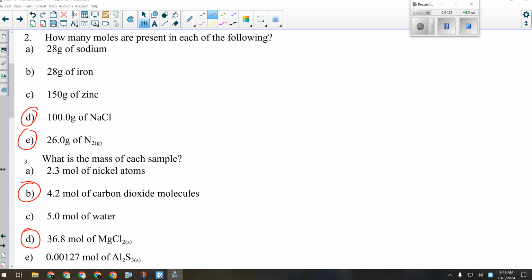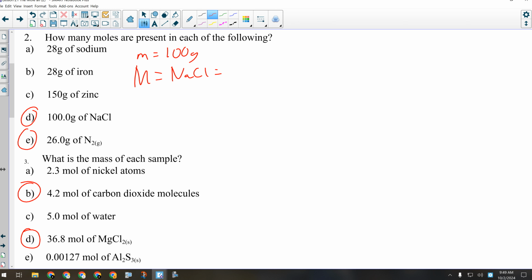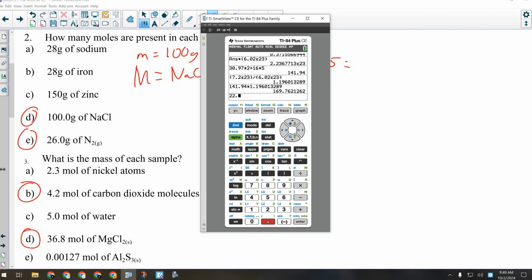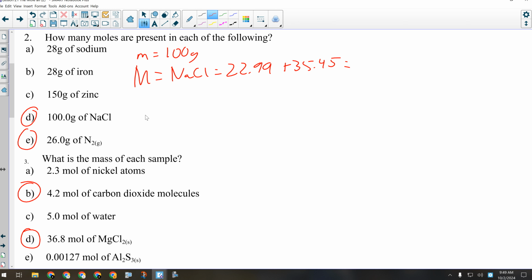All right, so for D here, we have 100 grams of sodium chloride. So for that one, we have mass, so we have little m, 100 grams. We have the material, okay, it's sodium chloride, so NaCl, it's gonna be 22.99 plus 35.45. And so we're looking at 58.44 grams per mole. And we're looking for the number of moles.